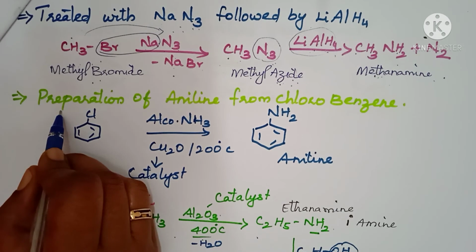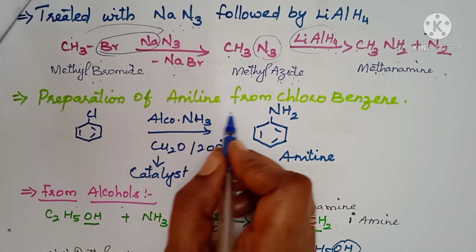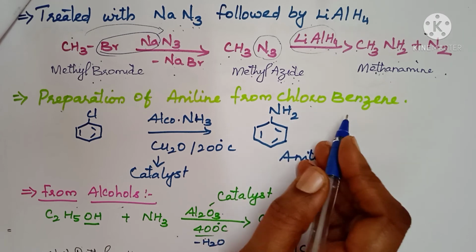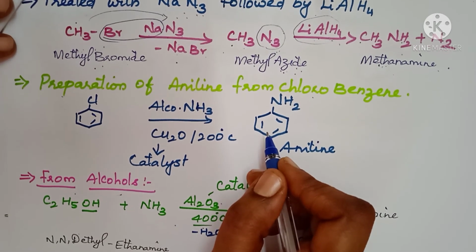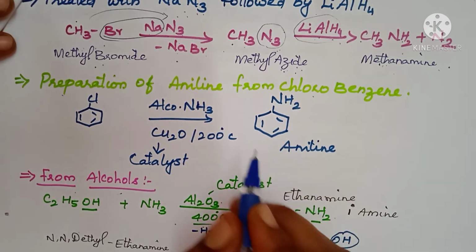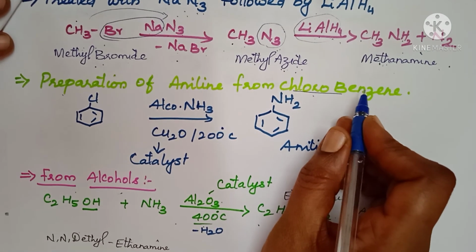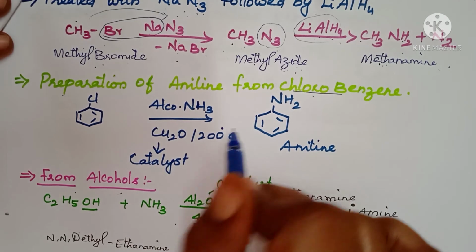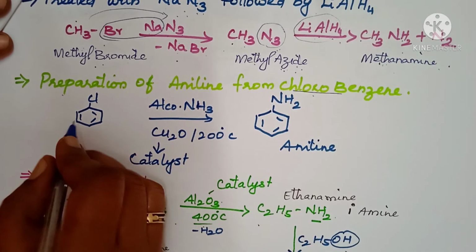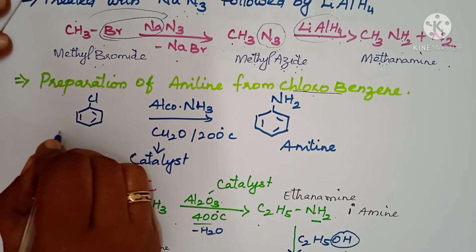Okay, next one, preparation of aniline from chlorobenzene. This is also a very important question. How do we get aniline from chlorobenzene? It's a repeated question, many times I have seen that. So, how do we get aniline from chlorobenzene? You just take that chlorobenzene. This is chlorobenzene.